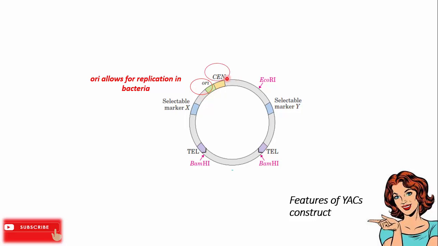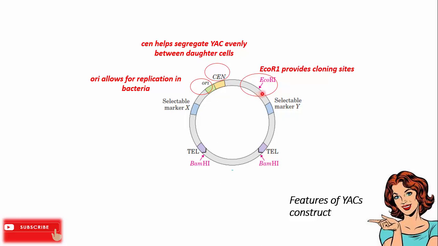YAC also have centromeric sequences. Centromeric sequences are actually essential for it to propagate inside the eukaryotic cell, and they also have a multiple cloning site. Multiple cloning site is actually the basic feature of a cloning vector. A cloning vector should have multiple cloning sites. And they also have a selectable marker for bacteria and a selectable marker for yeast, and selectable markers help to allow for the selection of transformed cells.